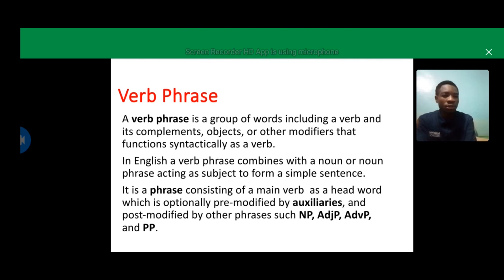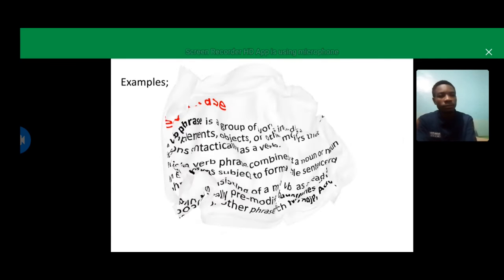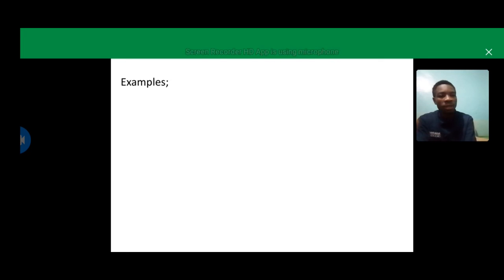But also, it can be defined as a phrase consisting of a verb as a head word, which is optionally pre-modified by auxiliaries and post-modified by other phrases such as noun phrase, adjective phrase, adverb phrase, and preposition phrase. Now, let's look at examples.